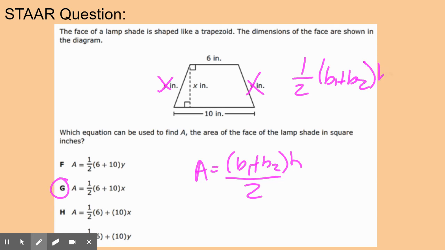Now, the other thing we'll need to determine is the height. Remember, you can't have a slanted side, only vertical. So that means the y's are out. Only x could be my height. The other thing, if I look at H and J, they're separating the 6 and the 10. We know based on our formula that the 6 and the 10 have to be grouped together, which is why G is the correct answer.